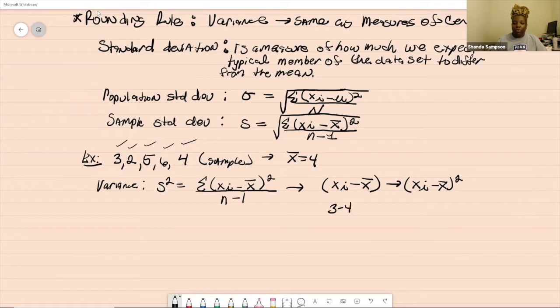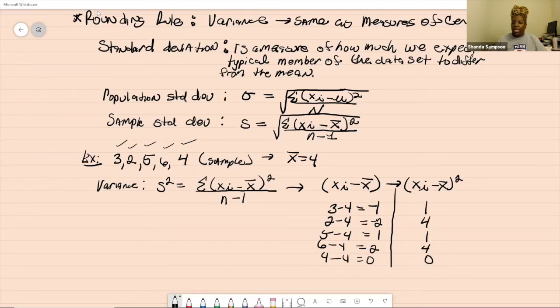3 minus 4 is equal to -1. Then you will have 2 minus 4 equal to -2, and so on. All right, and then your next column would be to square these. So -1 squared is 1, -2 squared is 4. So we did that. Now we need the sum of this. So the sum is 10. That's what this sigma means. Sigma is the sum. So now your s squared is equal to what?